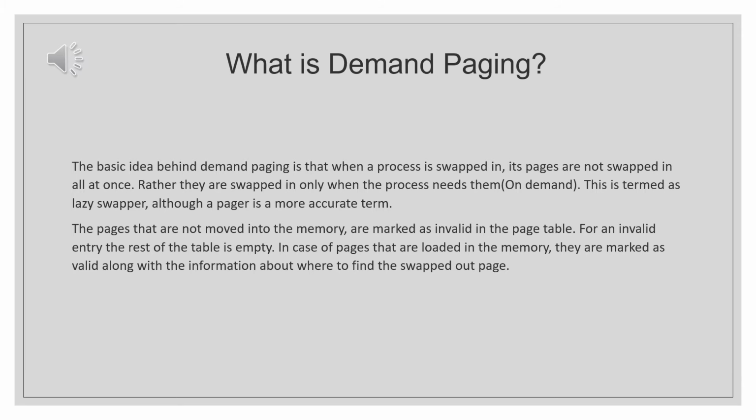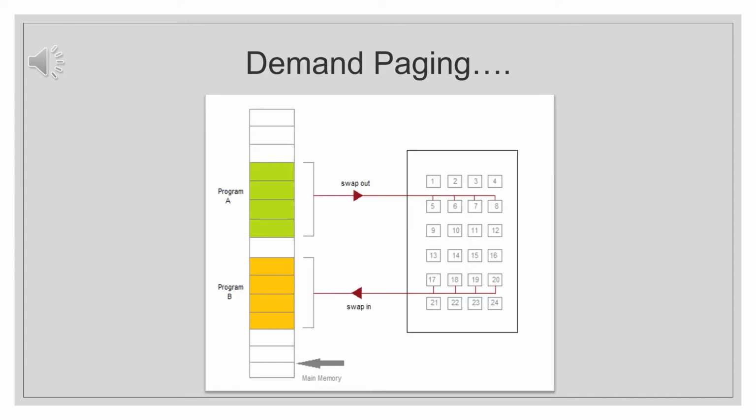The pages that are not moved into the memory are marked as invalid in the page table. For an invalid entry, the rest of the table is empty. In case of pages that are loaded in the memory, they are marked as valid along with the information about where to find the swapped out page. Here is the example of how demand paging works.